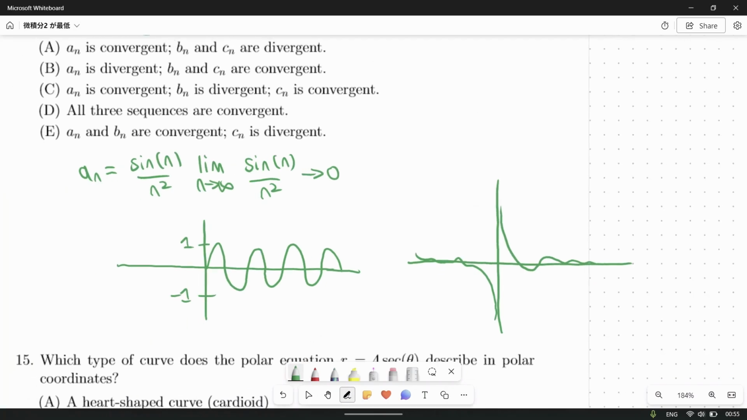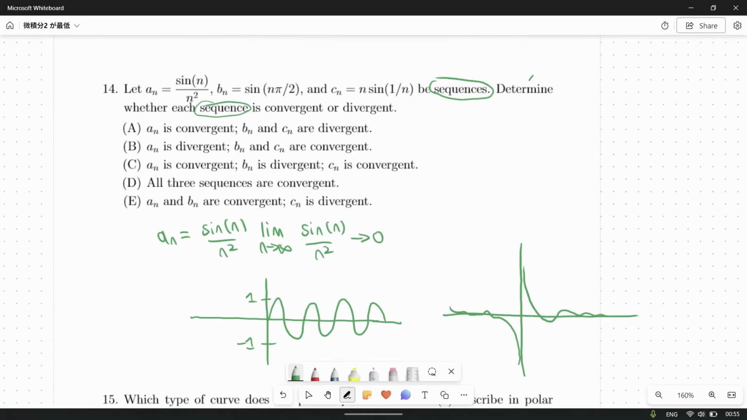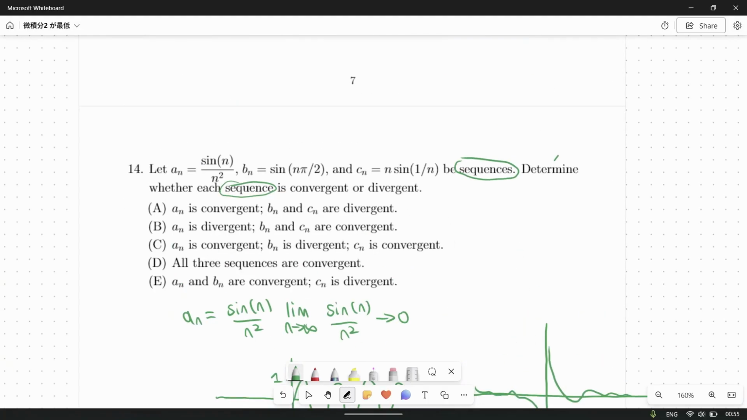And since that limit is a finite number, since it's just going to 0, we can deduce that the first series is going to converge. So I'll label that over here real quick. So we know that this is going to converge.